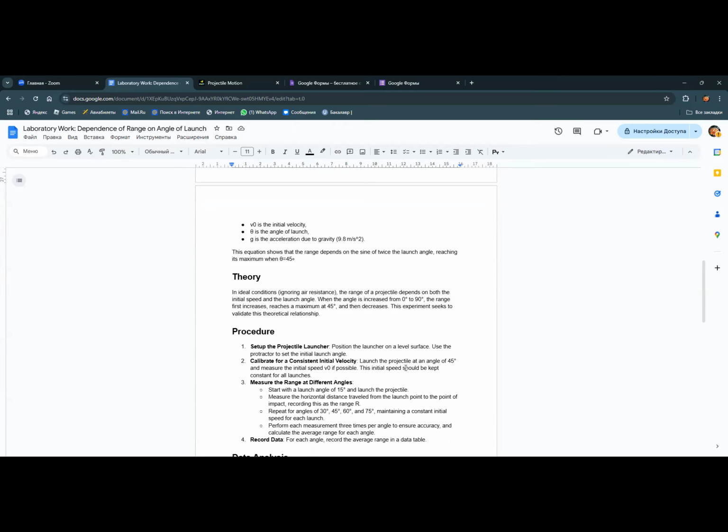The procedure of our work. First of all, the first step is to set up the projectile launcher. Position the launcher on a level surface. Use the protractor to set the initial launch angle. In our work, we will use our PhET simulation system.